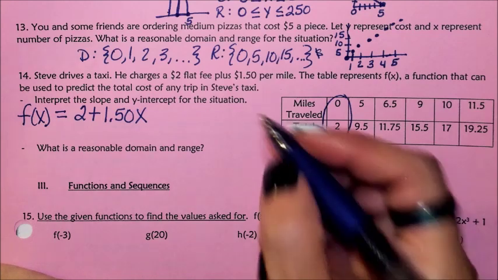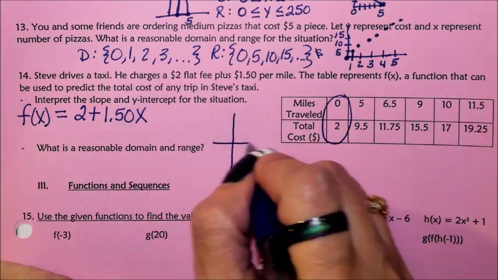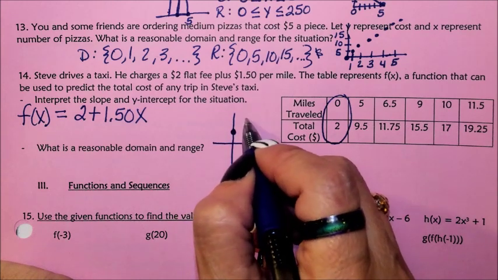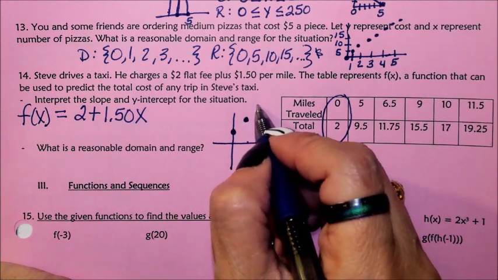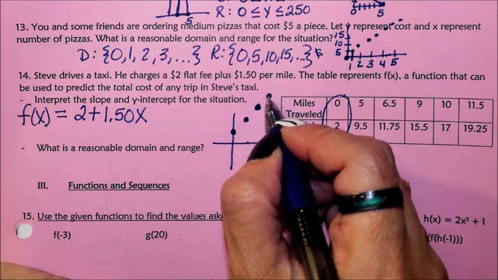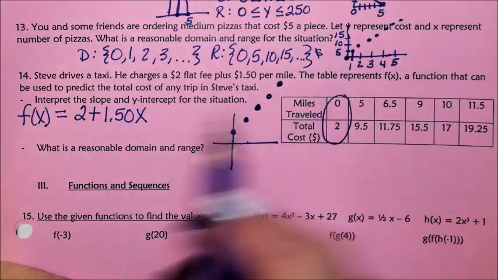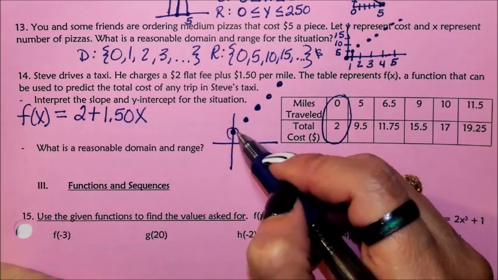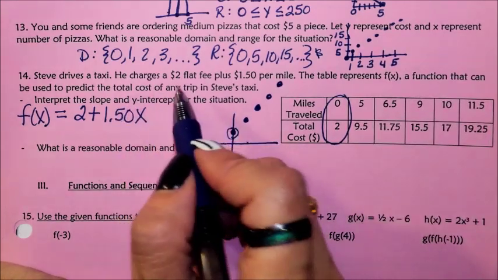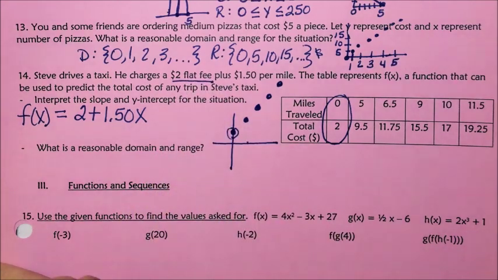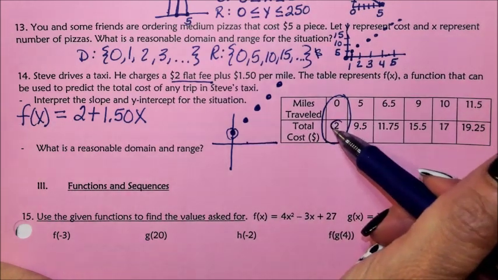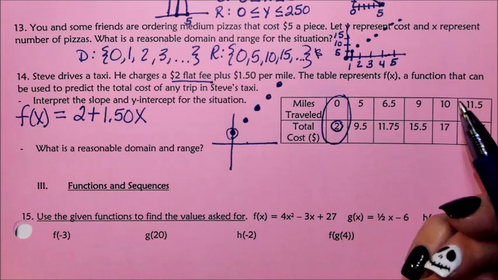It didn't leave me any space to really graph it, but if I were to graph this, (0, 2) would be here, (5, 9.5) would be here, and then it's going to go up and up. It'll look something like this. So what does this right here represent? That is his flat fee that he charges. So just to get in Steve's car, he charges you $2.